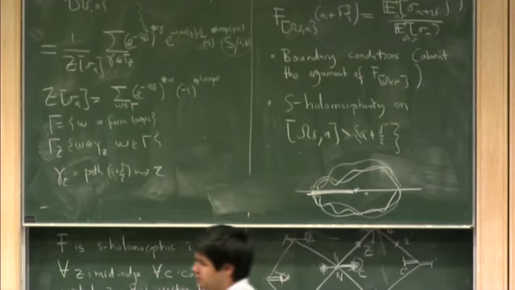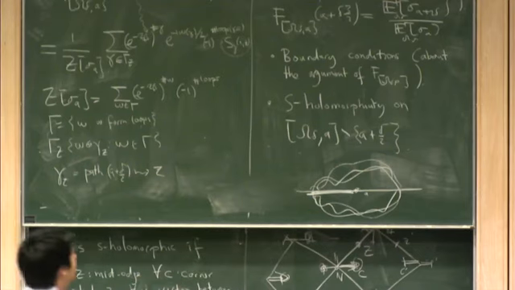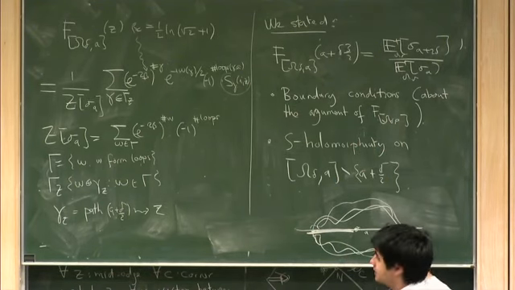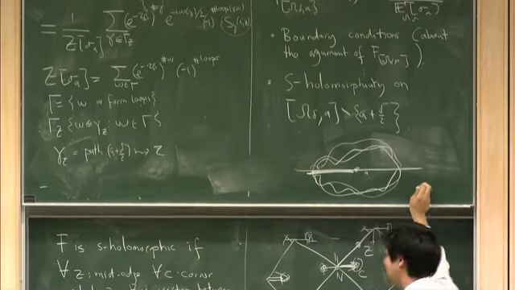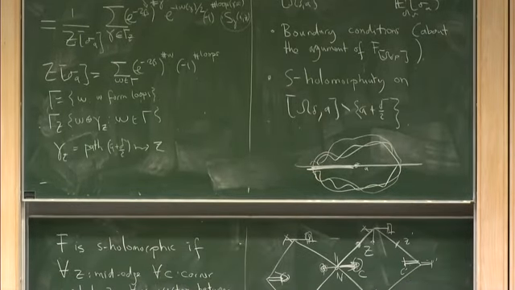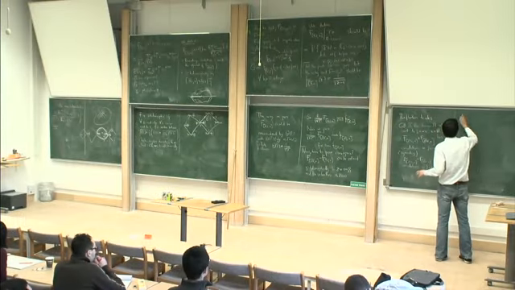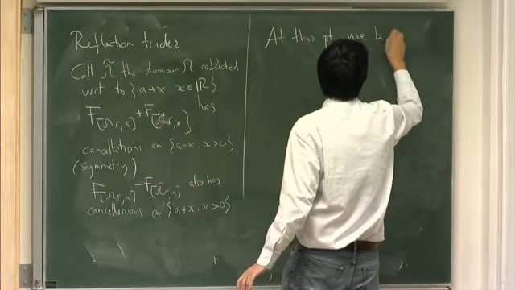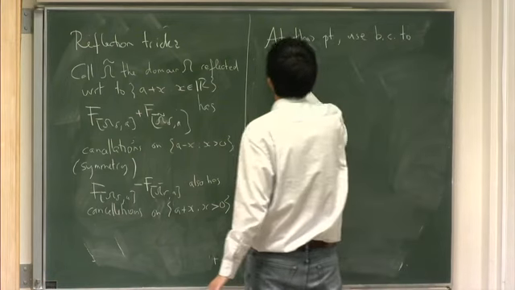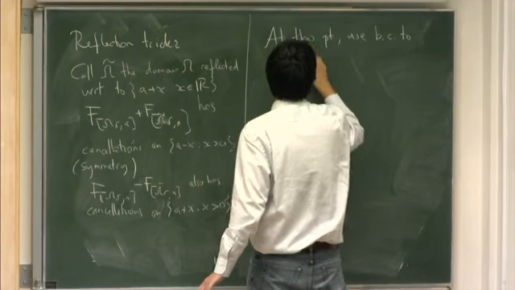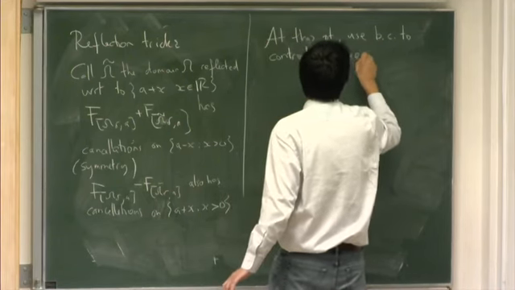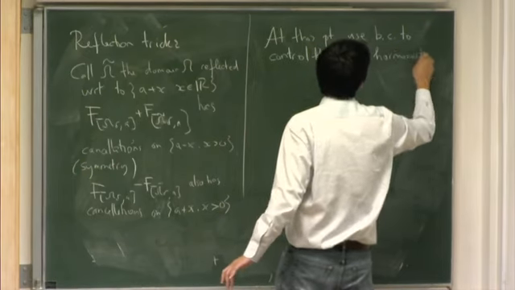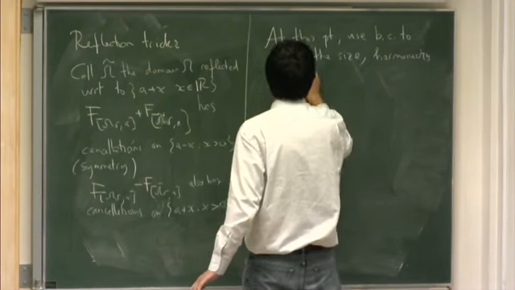So the way we can control that things don't blow up is using the boundary conditions. It's a bit complicated, actually, so I won't really go into the detail of how you control things. Let me just say, okay, at this point, use boundary condition to control the size. Harmonicity to control the variation.